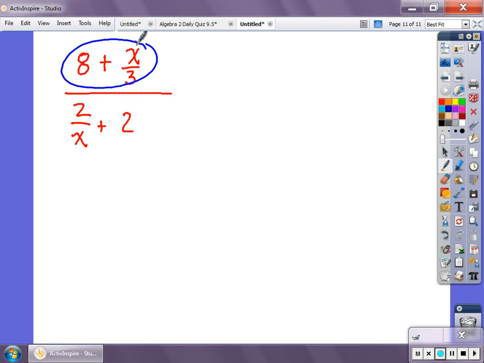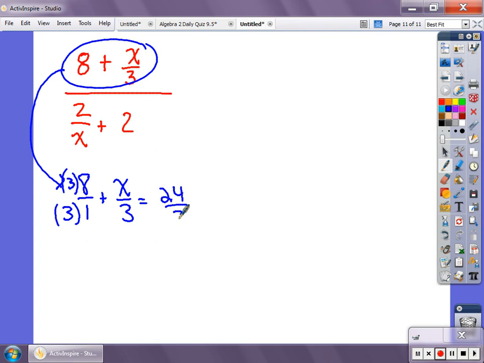So we're going to simplify this part first. That's 8 over 1 plus x over 3. I wish I had picked a better number here because we've already done 3, but that's okay. Again, a number that both 1 and 3 go into will be 3. So in this case, we'll have 24 over 3 plus x over 3, which is 24 plus x all over 3. So this gets replaced.